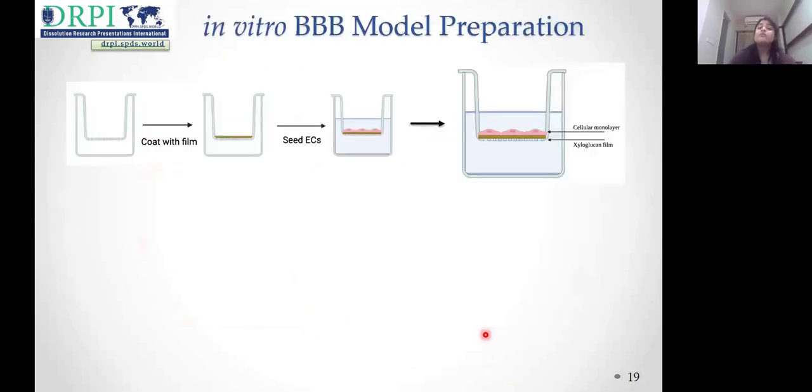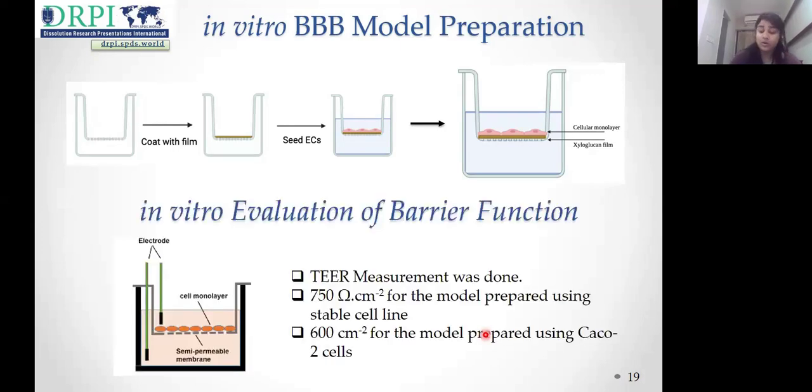Now the in vitro model preparation was done. The transwell was coated with the membrane and then cells were seeded on it. Then the evaluation of the barrier function was done using TEER measurement, and around 750 ohm per centimeter square was the value for the model prepared using the stable cell line, which was very high compared to the model prepared using Caco-2 cell lines.